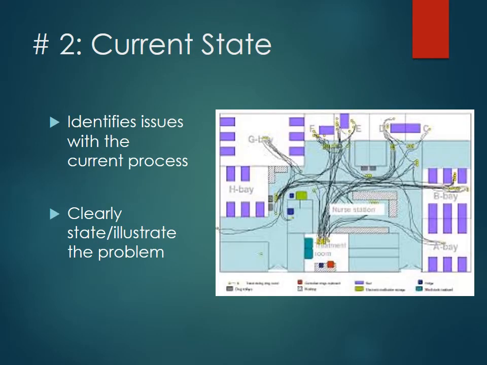Box 2, current state. Here you want to identify the issues with the current process and clearly state and illustrate the problem. Not only should you list the issues, but you should also have some sort of drawing or illustration that will demonstrate to the viewer what the problem is. On this slide is an example of a spaghetti graph, and it illustrates the confusion that someone may be experiencing in their department. Maybe the layout of the office is not correct and the person is having to walk around to different areas to do their job. The goal of the illustration is to demonstrate that there is a problem in the current state.